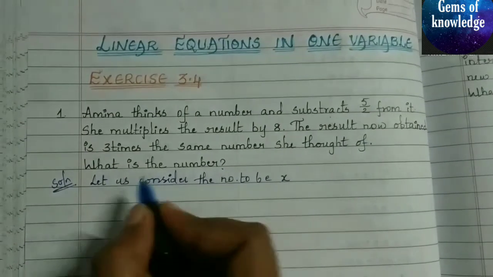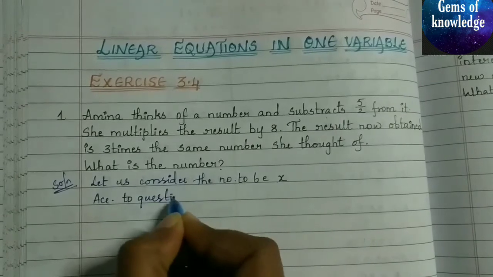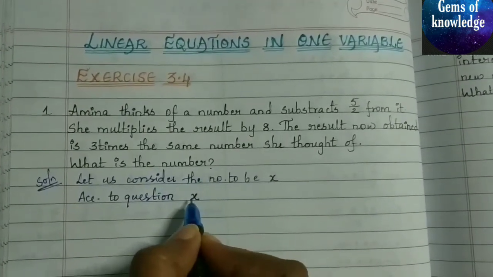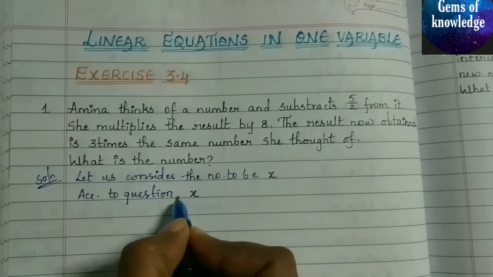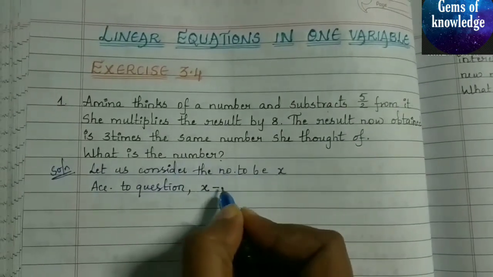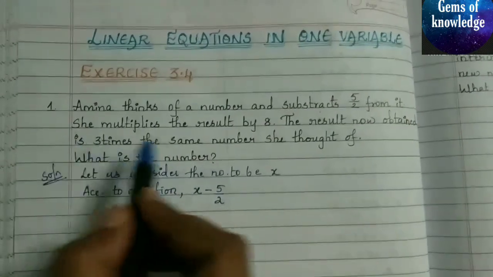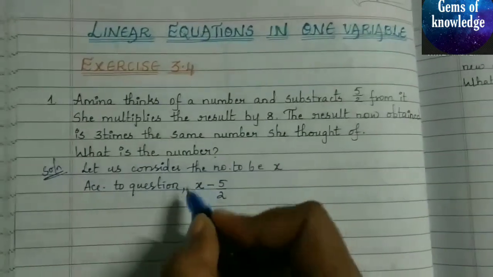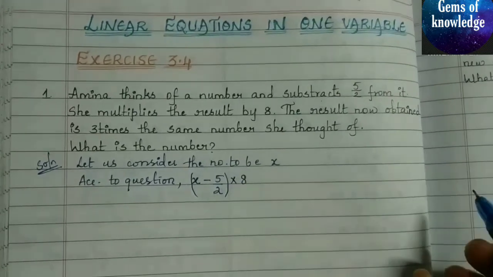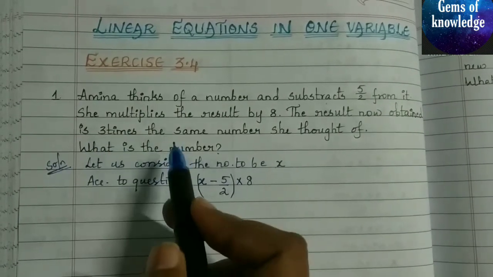So according to the question we will get Amina is thinking of a number. This is the number. Okay, so and subtract 5 by 2 from it. So minus 5 by 2 from this number. Okay, she multiplies the result by 8. So we have to multiply this complete result with 8. Okay, the result now obtained is 3 times the same number.